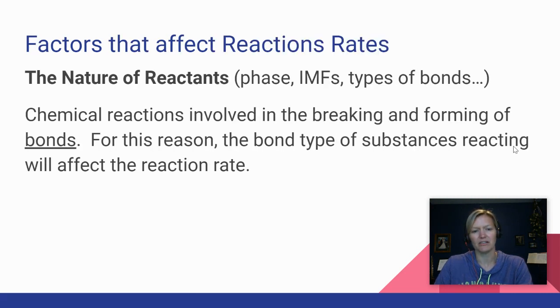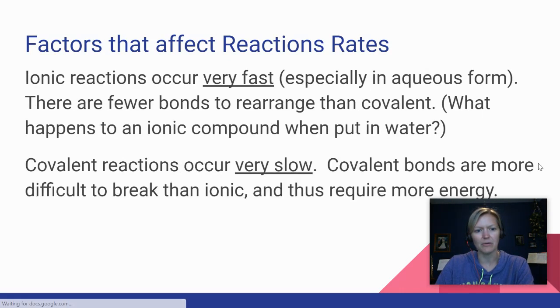Now, there's a couple factors, there's 5, that affect reaction rates. Nature of reactants. What is it made of? We know that covalent bonds share electrons. Ionic bonds don't. They transfer their electrons. What phase they're in. When it's a solid, everything's really close together. When it's gas, they're really far apart. That all factors into how fast something can react.